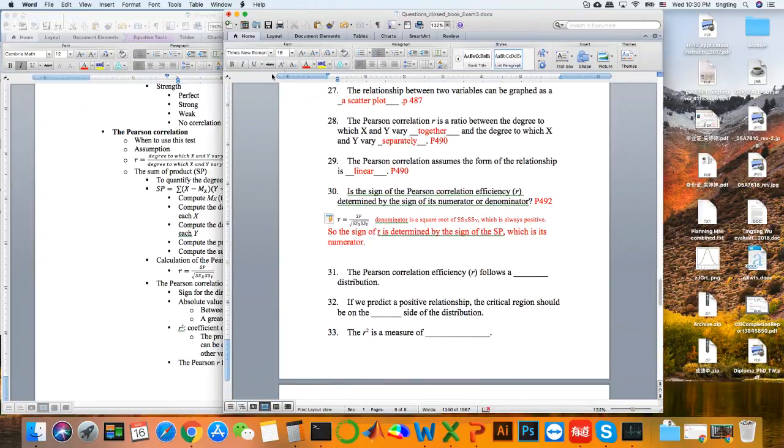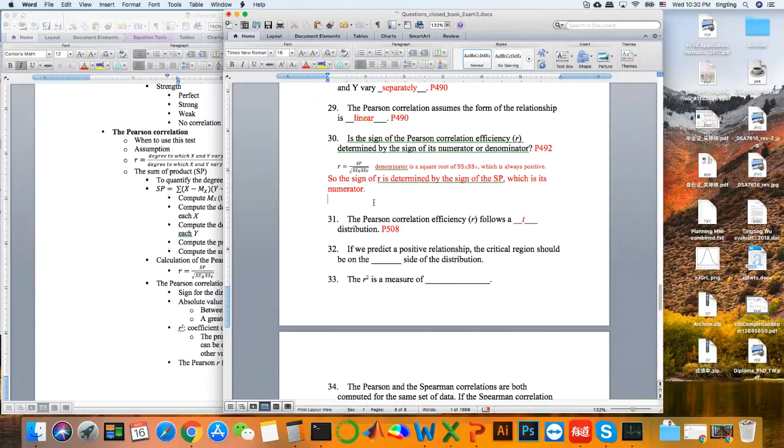Pearson coefficient follows what kind of distribution? So this one is talking about the distribution of R. We need this to determine the critical region. So go to page 508. I can tell you the answer. It is a t distribution. For the t distribution, just go back to chapter 7, right? For what's the shape of the t distribution.